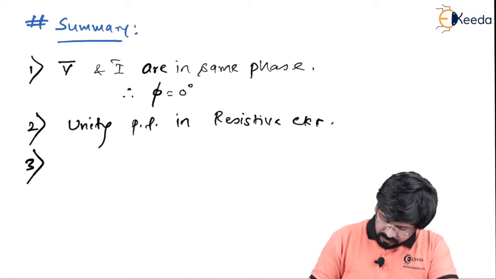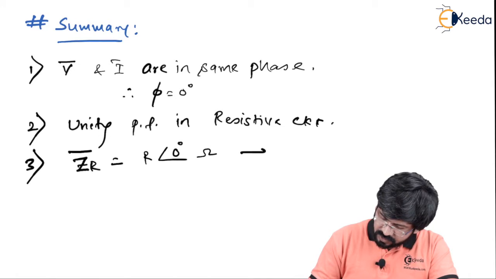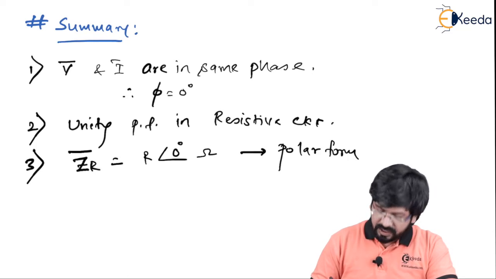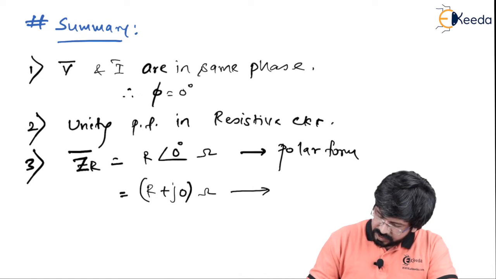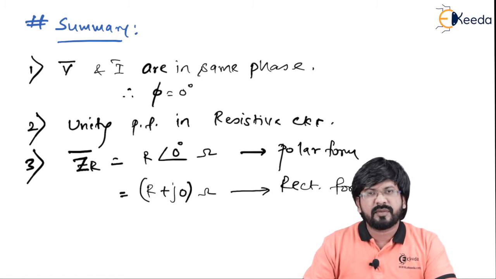Secondly, we can represent ZR vector as R at an angle of 0 degree ohms. In which form? Of course, it is polar form. And we can represent the same ZR vector as R plus j0 ohms in rectangular form. This is about R. Let's go for inductor now.